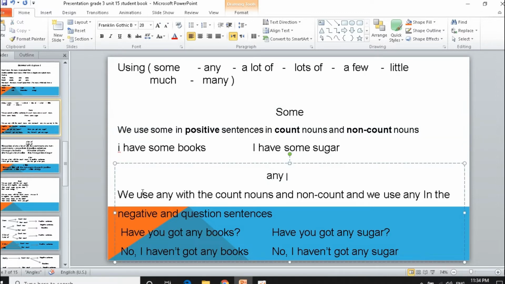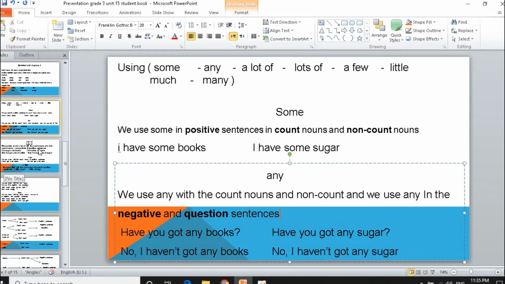Any. We use any with count nouns and non-count nouns, and we use any in negative and question sentences, such as: Have you got any books? Have you got any sugar? No, I haven't got any books. No, I haven't got any sugar.